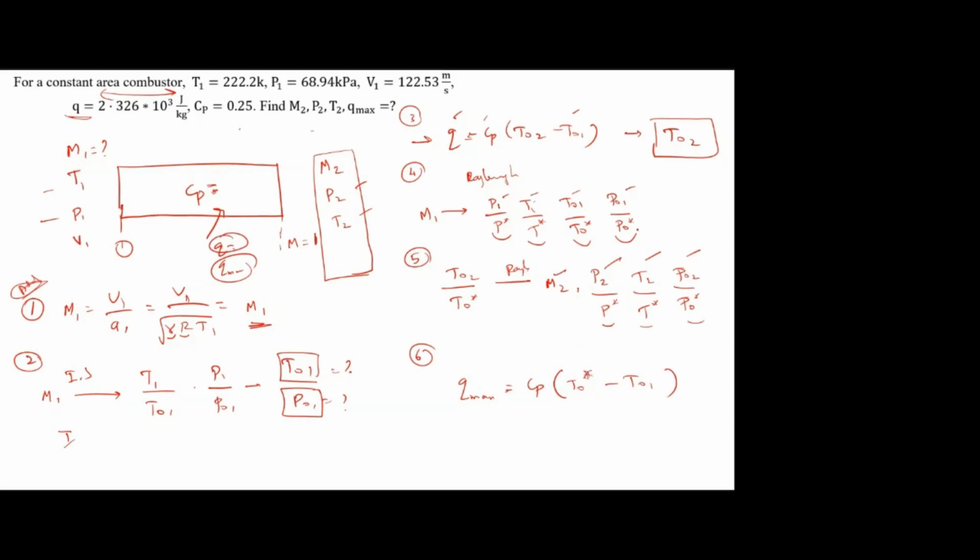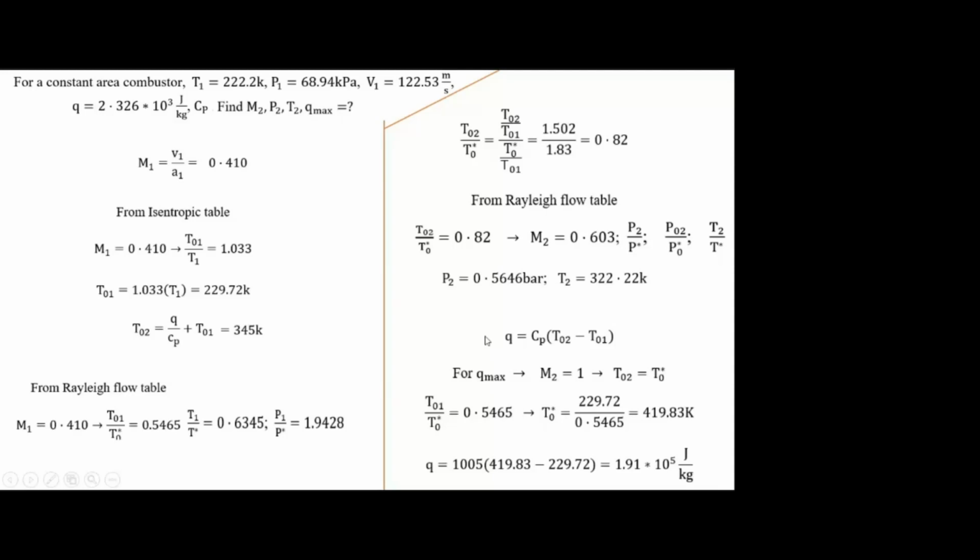So T naught star we already found. Substitute T naught 1, also known, CP is given. You can find Q max value. That's it. Is it clear, this problem? Yes, sir.